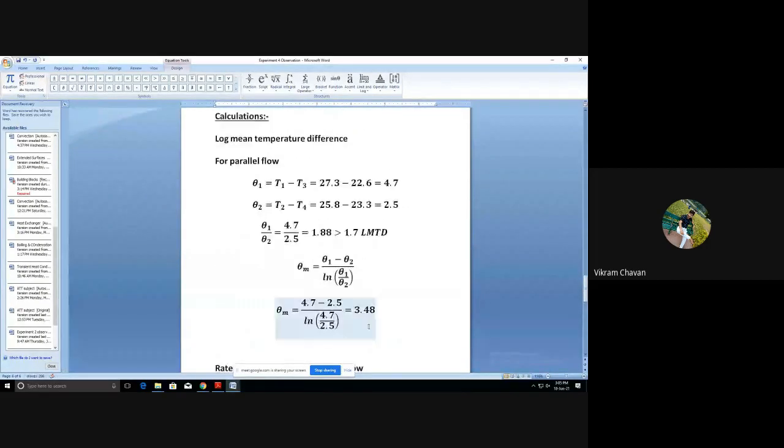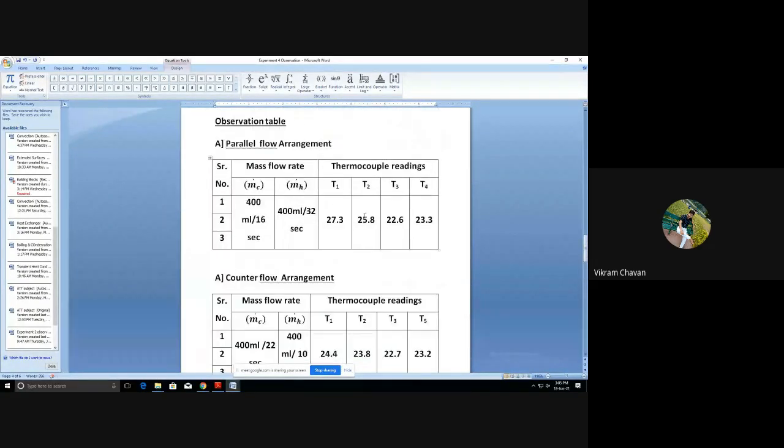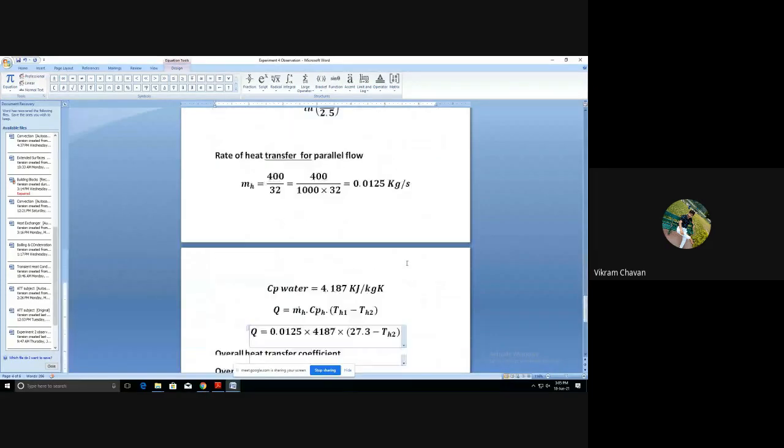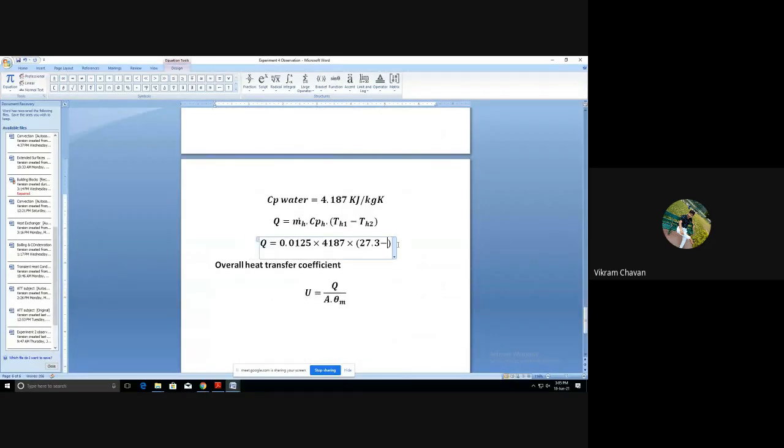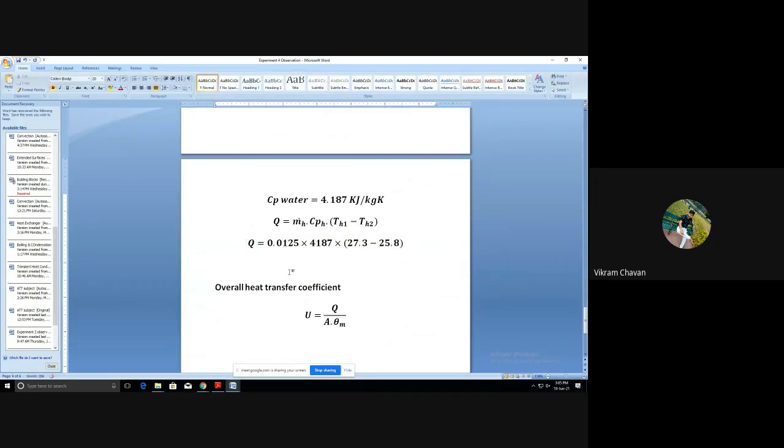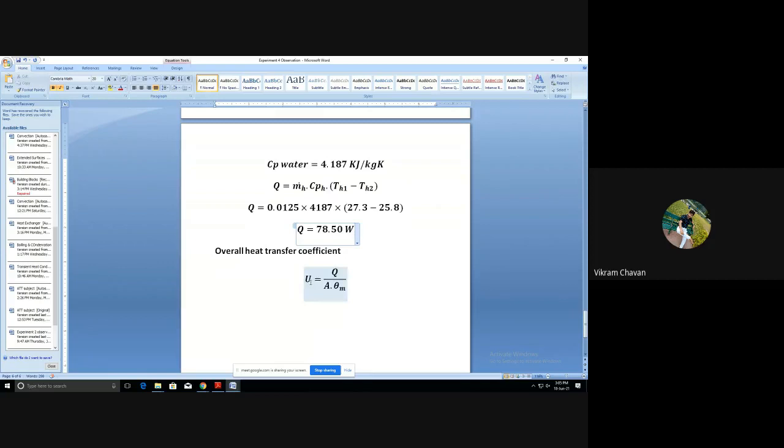And Th2 is 25.8. Okay, do the calculation and calculate Q. That is 78.50, which will be in watt. Okay, this is Q for parallel flow. And now calculate the overall heat transfer coefficient.